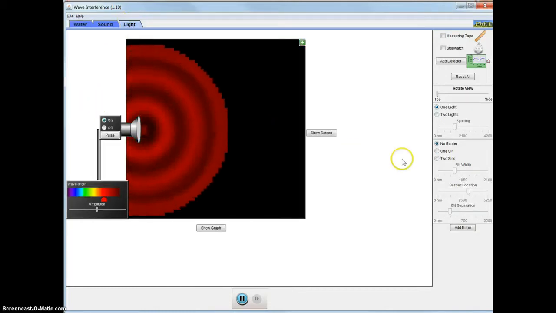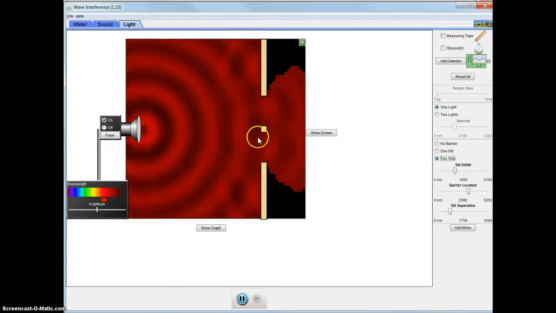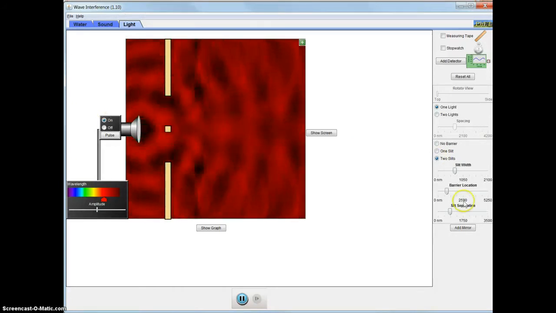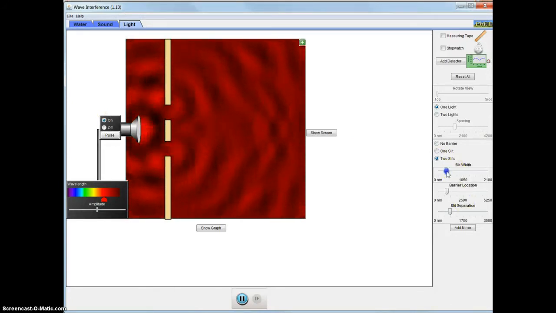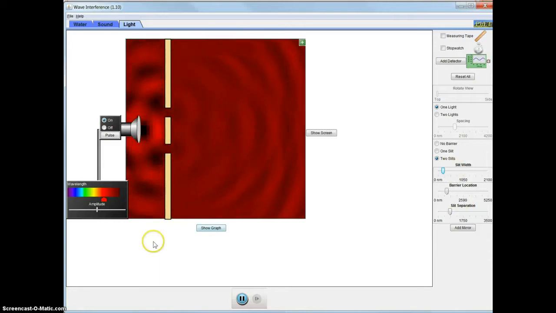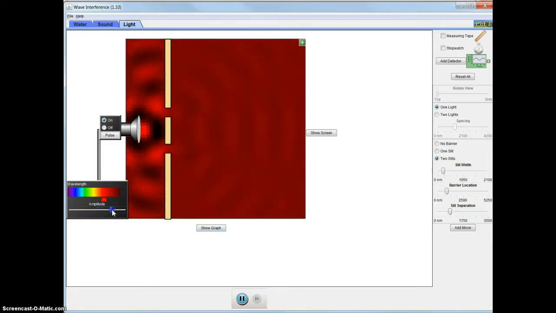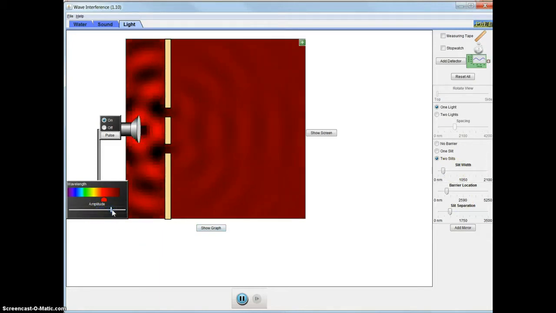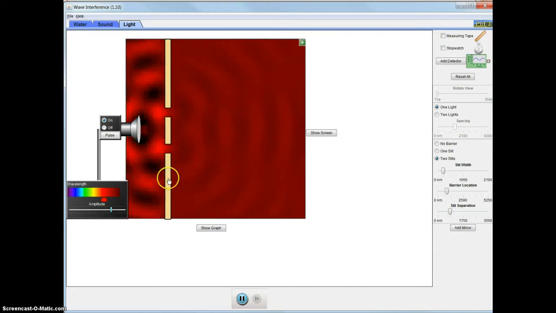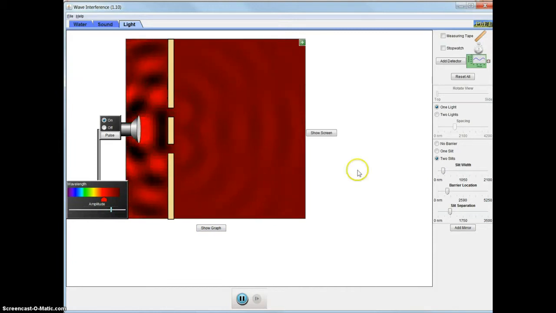I'm going to try the light one. I think I like the light one just a little bit better. I don't know, maybe not. When I increase the amplitude, I'm just trying to make the light a little darker.